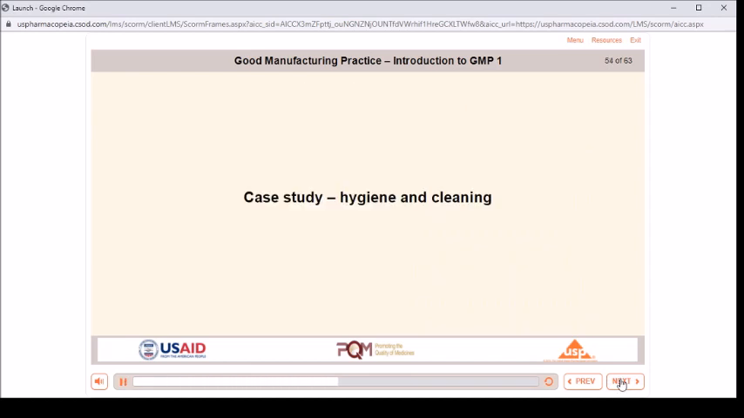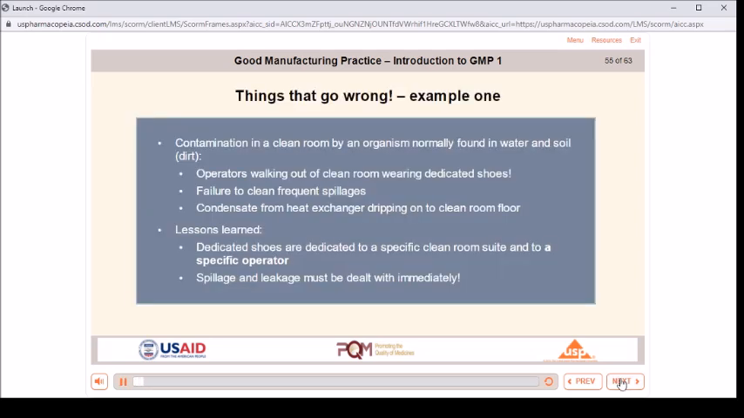Case study: hygiene and cleaning. Despite the emphasis, strict procedures, and training, things sometimes go wrong. These can be predictable, such as things that go wrong as a result of failing to follow written procedures, or unpredictable as a result of contamination from an unexpected source. However, no matter the root cause, such incidents are avoidable. In the examples below, the actions needed to avoid things going wrong should be self-evident.